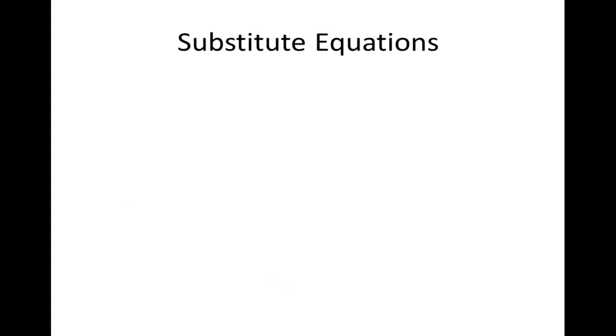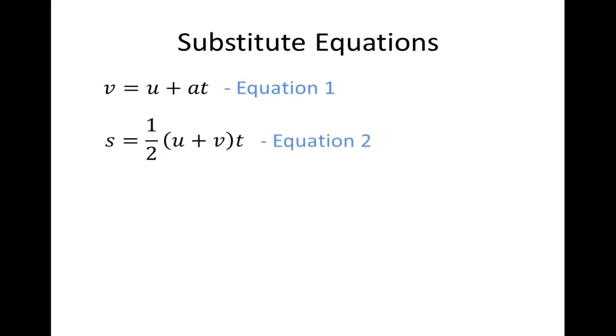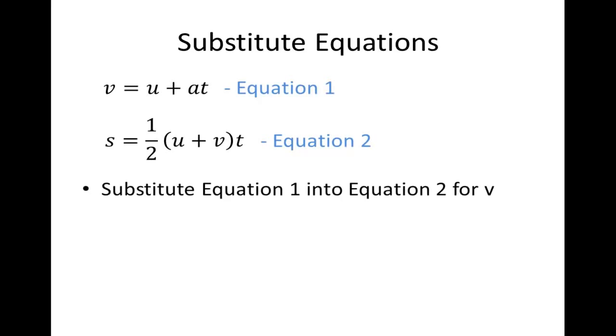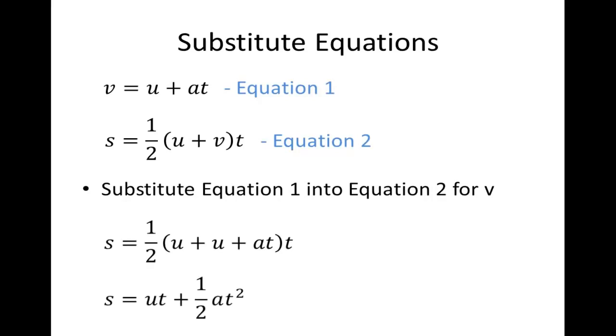Now we can simply derive the 3 remaining equations of motion through substitution of our equations 1 and 2. Let's start off by substituting equation 1 into equation 2 for v, where v is equal to u plus at. And what we get is s is equal to ut plus a half at squared, our third equation of motion, which I will call equation 3.